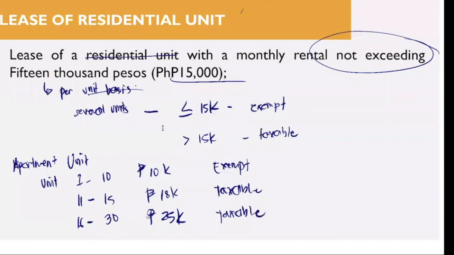So we still use your per unit basis. So what is the rule? If those less than or equal to 15,000, they are exempt. If greater, they are considered taxable. If you are considered taxable, you are either paying VAT or percentage tax. Okay, I hope we are clear as to your lease of residential units. Only for residential units, you test it on your limit. Limit is 15,000. If it is less than or equal to 15,000, exempt. Greater than 15,000, taxable.